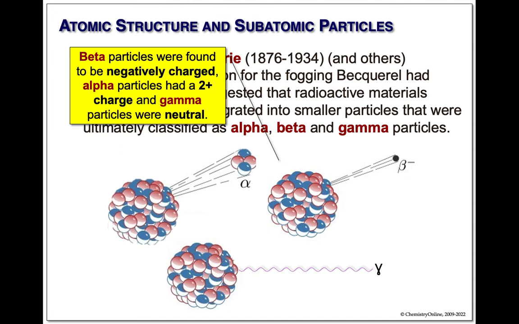The third particle was neutral. It was very energetic, and this was called a gamma particle. A gamma particle basically looked like an X-ray or a very high energy photon. Neutral, but again, very high energy.